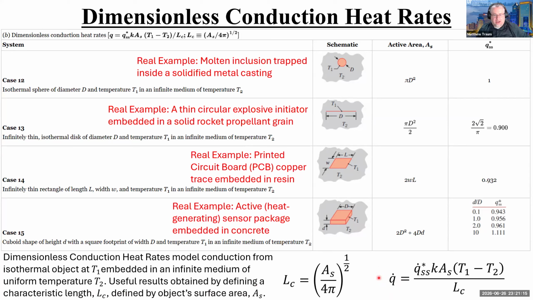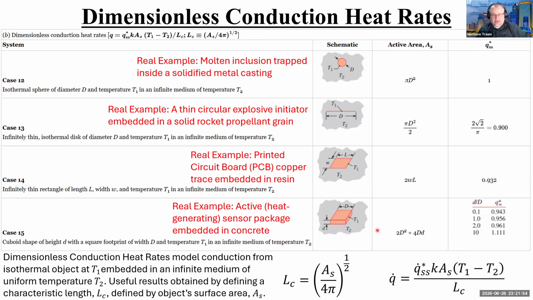What we're interested in is Q dot. To get to Q dot, we figure out the appropriate geometry. We use the right shape factor, right? So 1, square root of 2 times 2 over pi, 0.2 or 0.932, etc. That's the Q star SS value that goes in here. Multiplied by K, which is the thermal conductivity of the infinite medium, multiplied by AS, which is the surface area of the object embedded in the infinite medium.